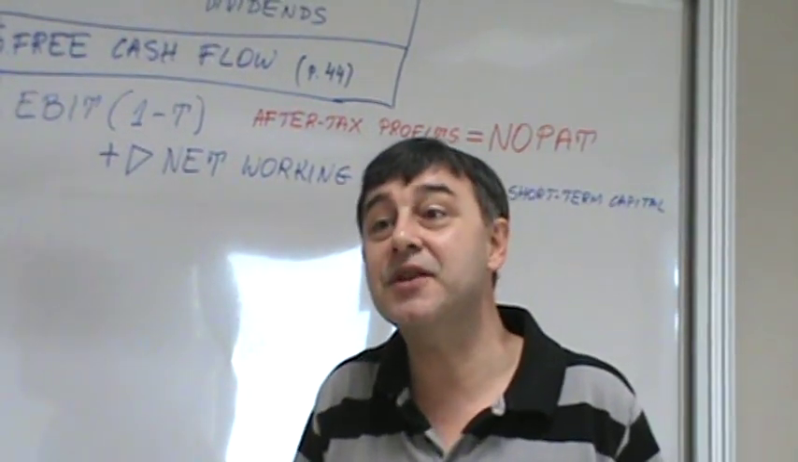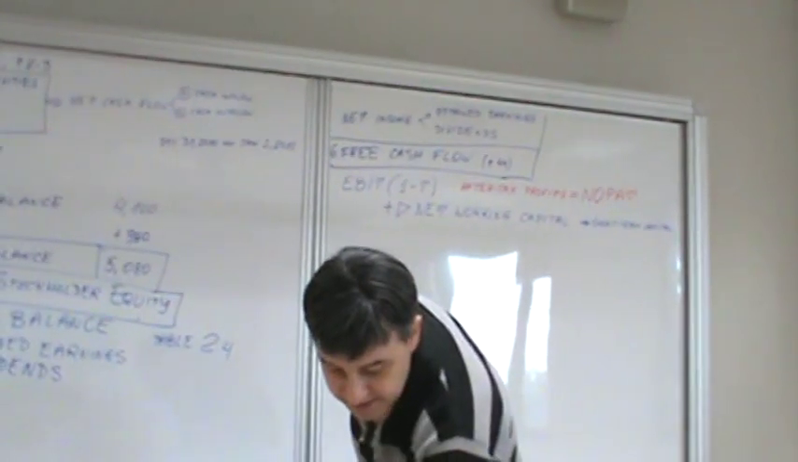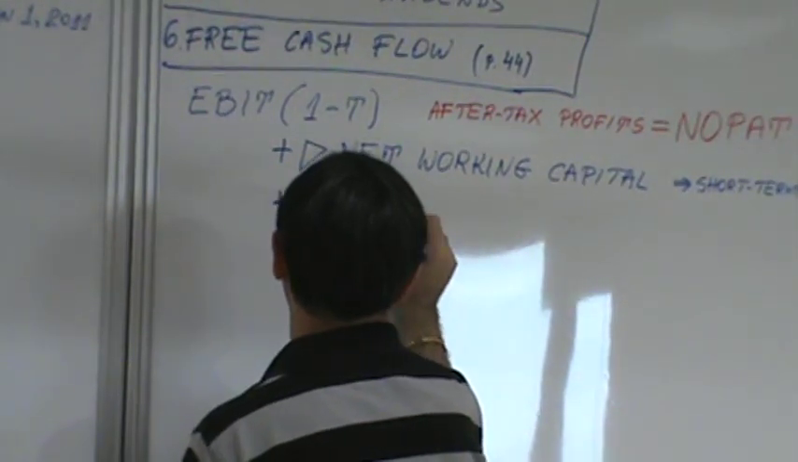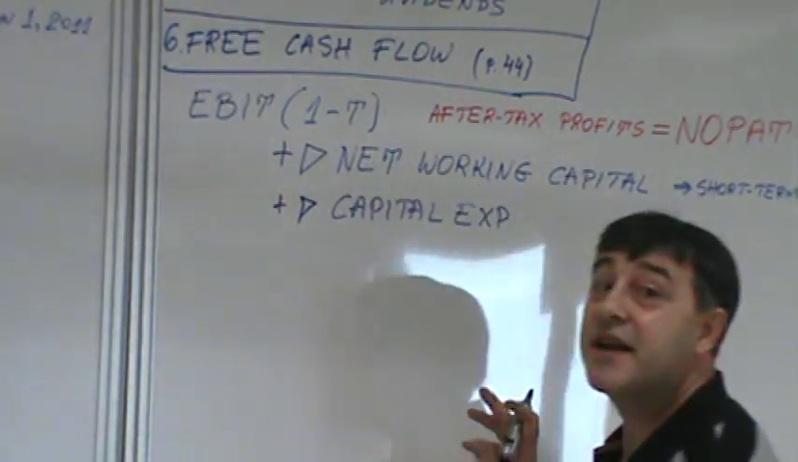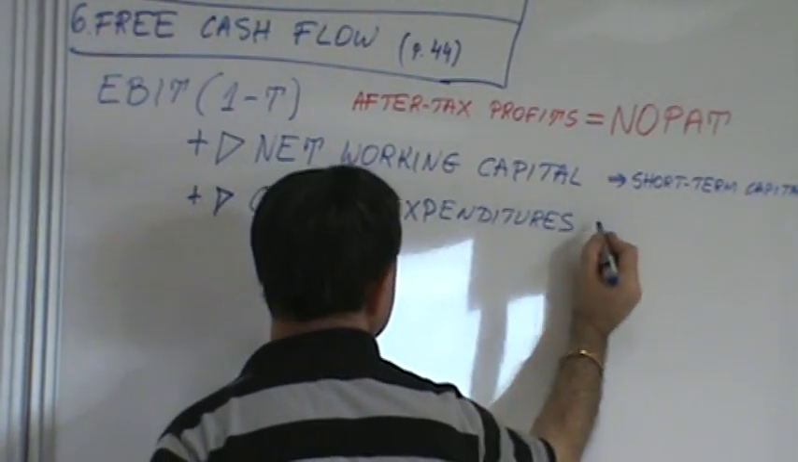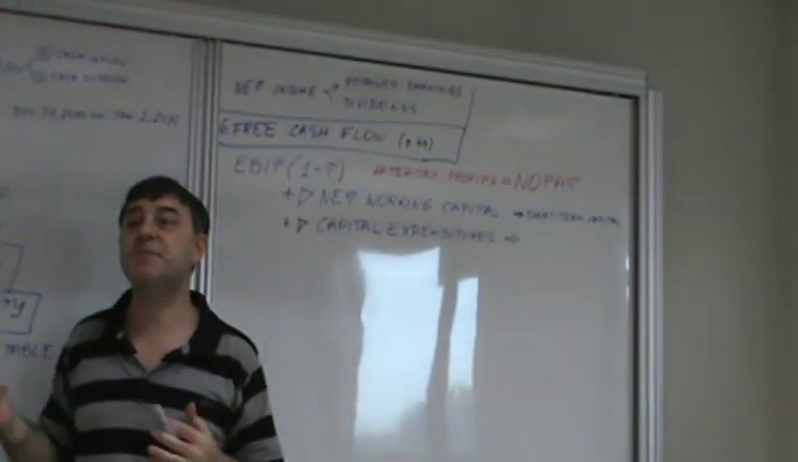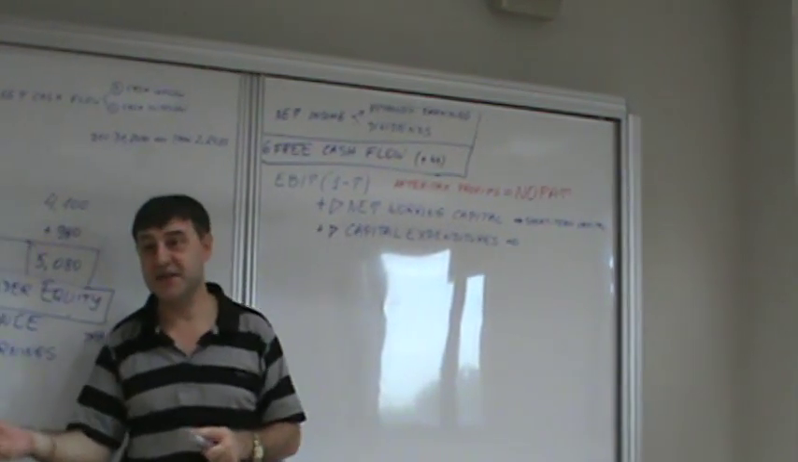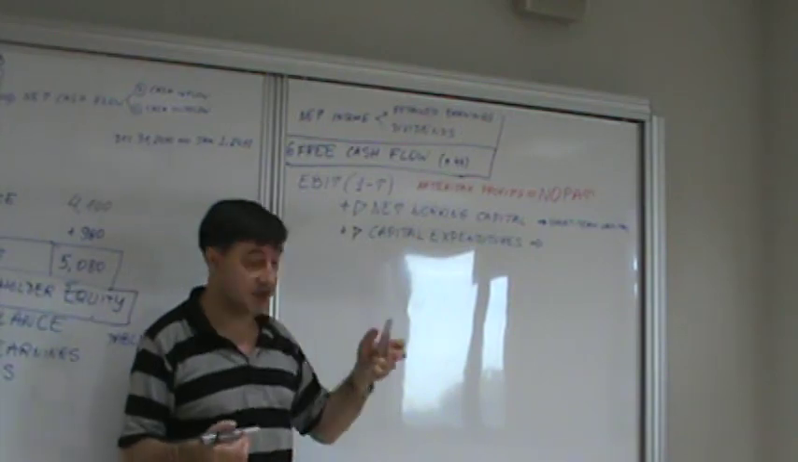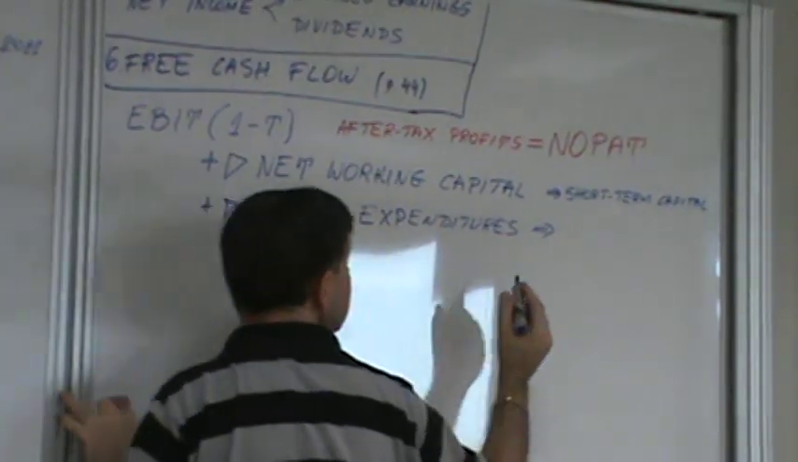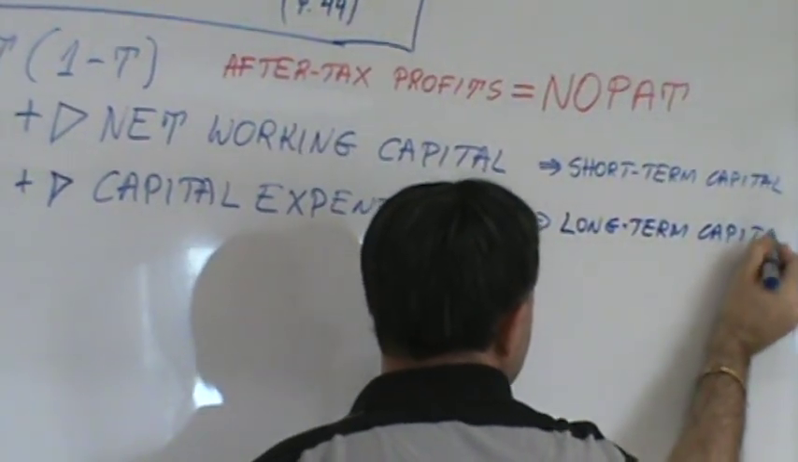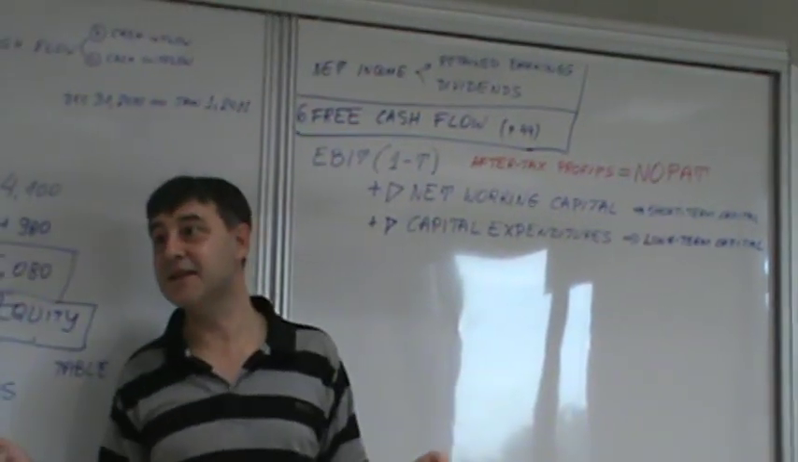And the other piece of capital is the long-term capital. They have it as plus changes in capital expenditures. Well, what are capital expenditures? Capital expenditures are basically long-term assets, investments. We also call them fixed assets. What does this capital expenditure represent? Long-term capital. And basically that's the whole explanation.